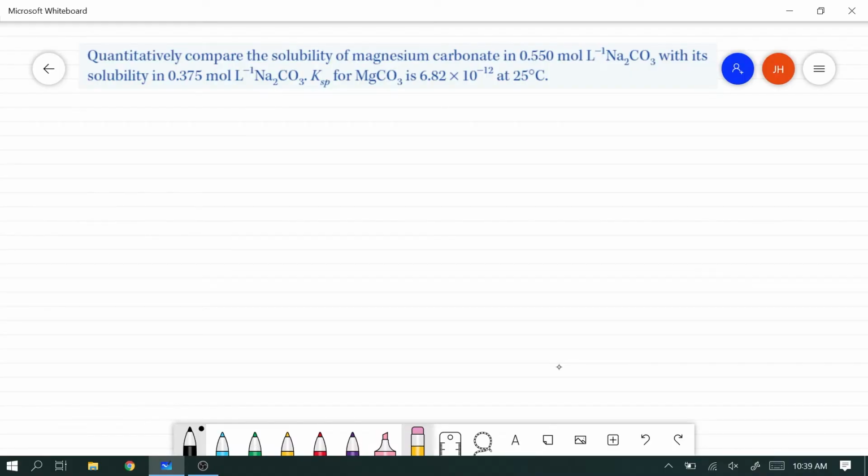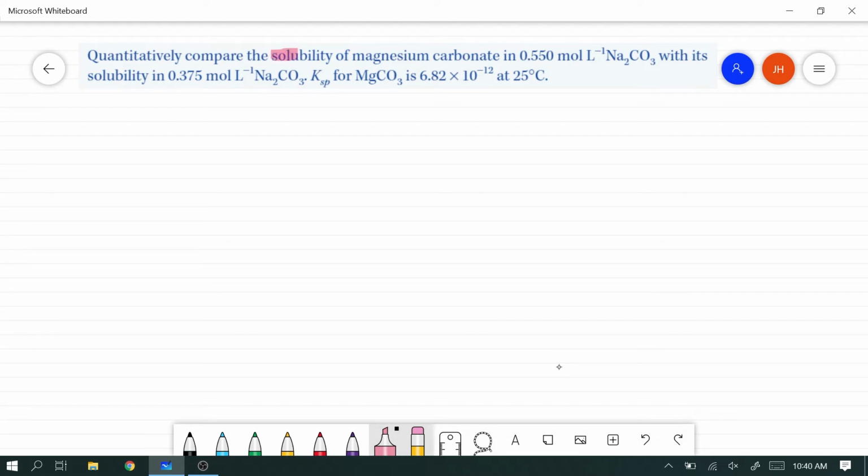Okay, so in this question, we're being asked to quantitatively compare the solubility of magnesium carbonate in a 0.50 molar sodium carbonate solution with its solubility in a 0.375 molar sodium carbonate solution. So the first thing I'm going to do in this question is pick apart some of the key pieces of information that we have.